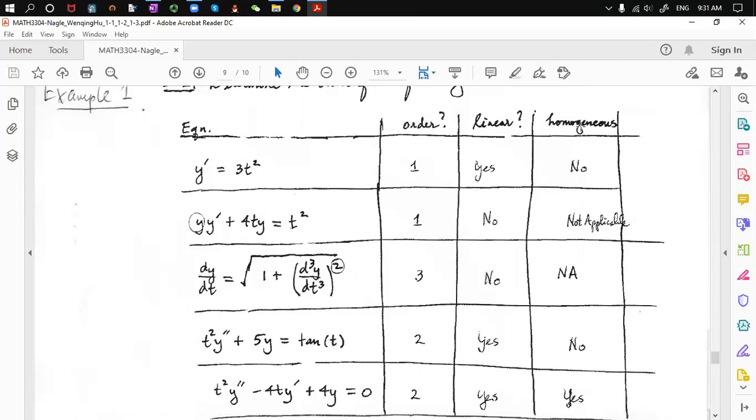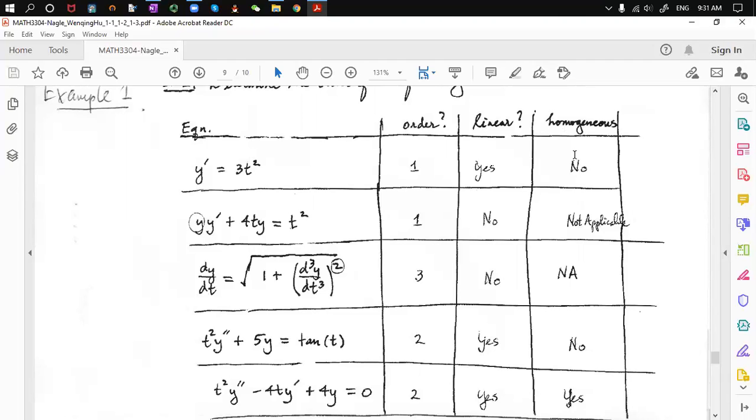Well, it is not a homogeneous equation. You can say that there is a non-zero right-hand side, but it's more precise to say that there is a non-zero term that does not involve any of those y's. I don't see y here, but this is a non-zero term, so that's a non-homogeneous equation.